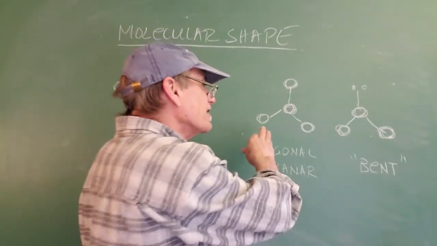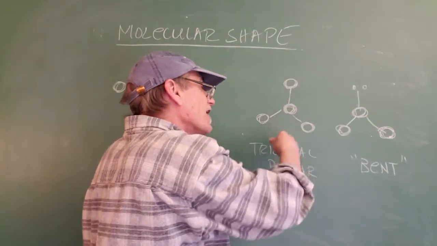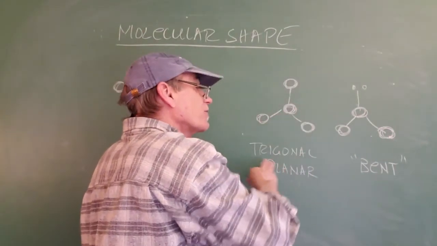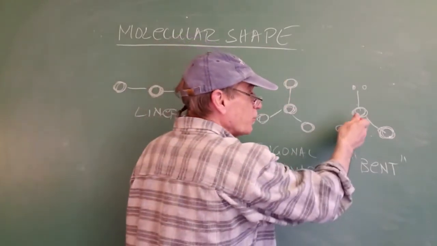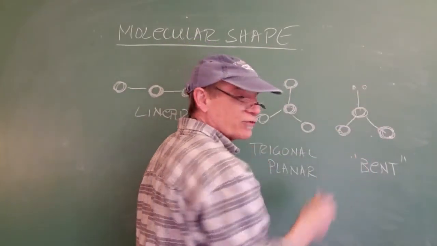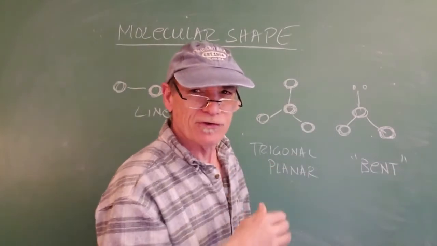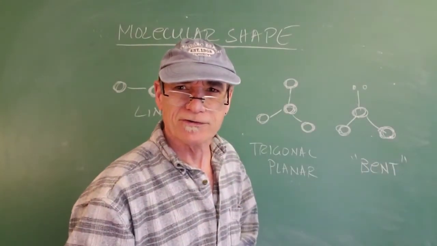So anyway, the idea is that if you've got three legs and all three are occupied, then it's still trigonal planar in its molecular shape, same as the electron pair arrangement. But with two legs and one lone pair, then it's referred to as bent. Well, let me put the other shapes up here and show you the other possibilities.